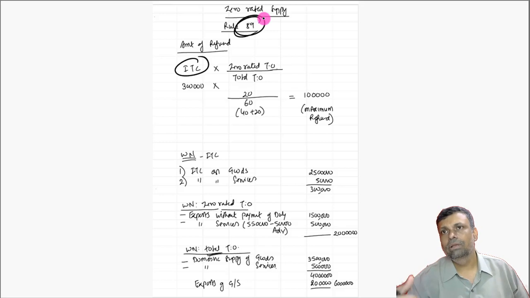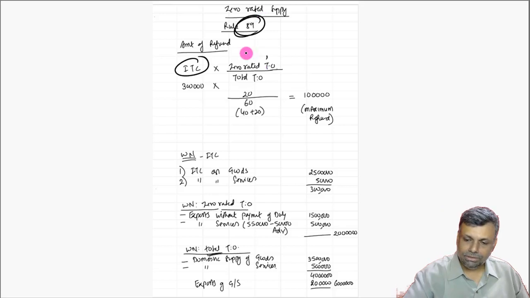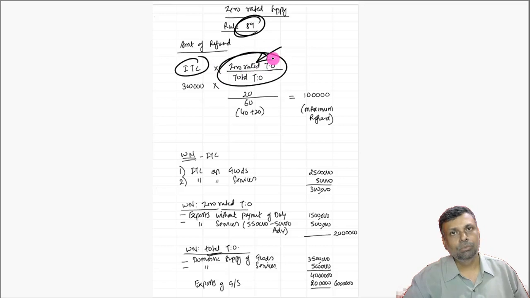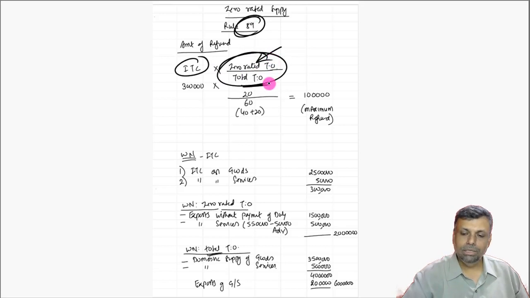However, if you are not doing full exports, you will have to use the proportionate thing: export turnover divided by the total turnover. So once you know the export turnover, that means the zero rated turnover, I repeat, export turnover means zero rated turnover, divided by the total turnover.